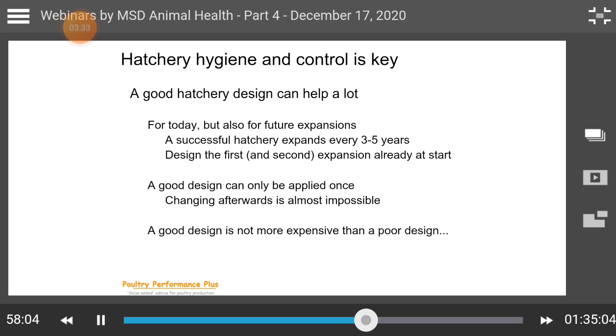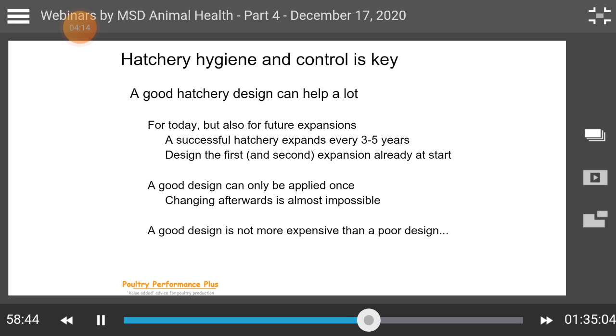Hatchery design is really a good example, because a good hatchery design can help you a lot, not only for today, but also for the future. A successful hatchery will normally double its capacity in 3 to 5 years, and 3 years later will double it again. If you make a good design today, but you cannot expand it, then you might be in trouble in 3 years from now. So for me, it's important to design not only the first expansion, but perhaps even the second expansion already at the start.